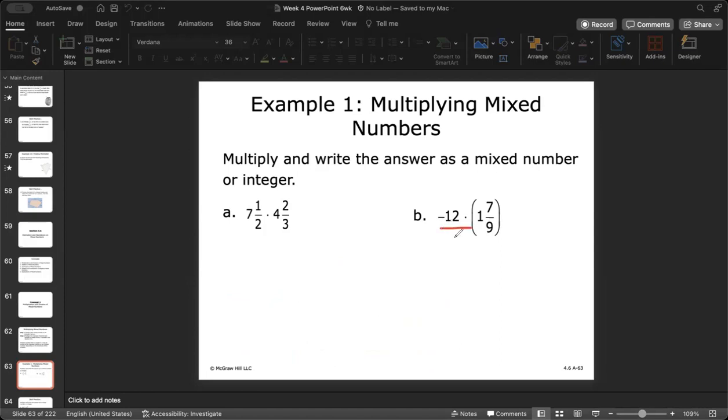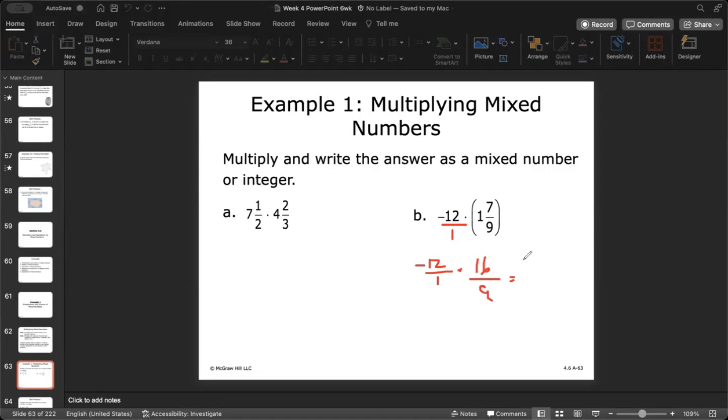Okay, so how would we do something like this? Well, treat the 12 as 12 over 1. Well, we don't have to do that for this, actually. Well, yeah, we ultimately will. Sorry. So convert this 1 and 7/9 to an improper fraction. So this becomes negative 12 over 1. Treat that as a fraction times the mixed fraction. 1 and 7/9 becomes 9 times 1 is 9, plus 7 is 16 over 9.